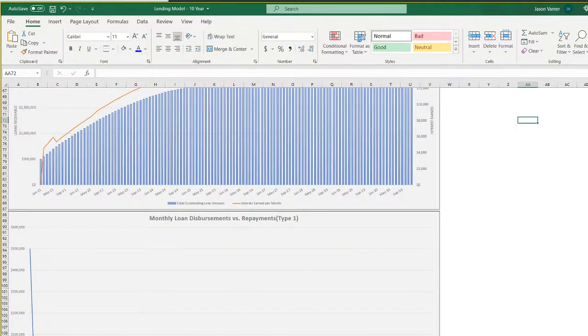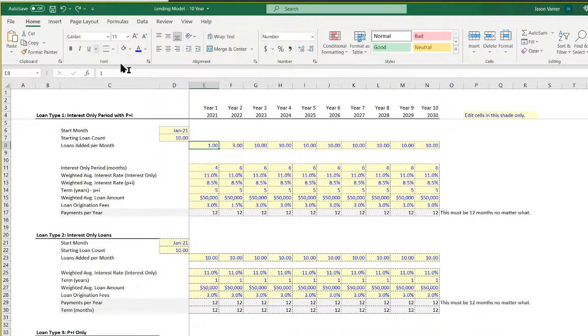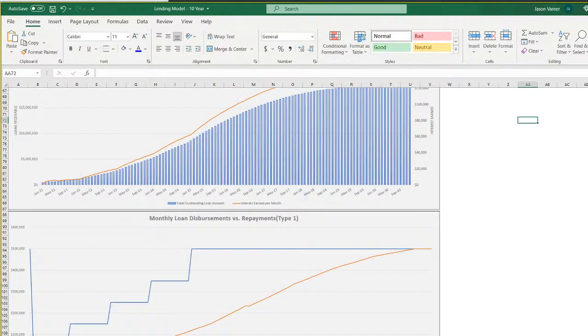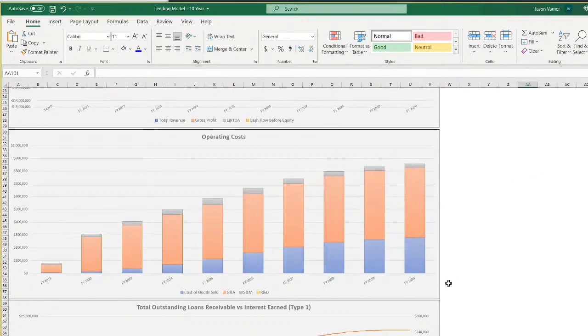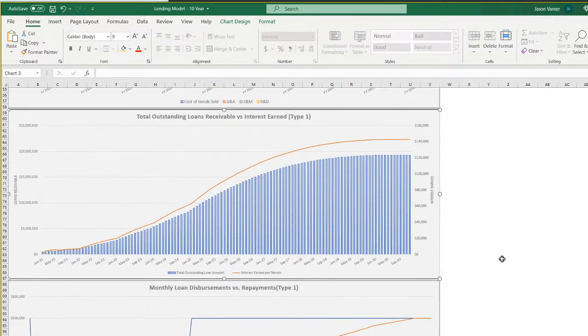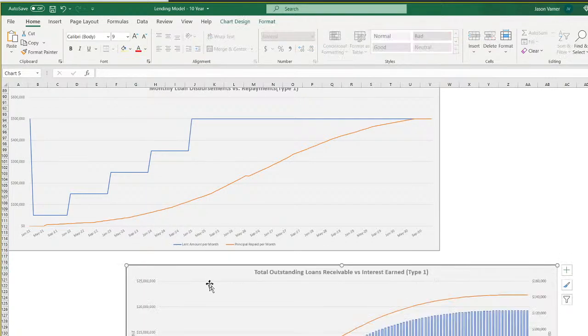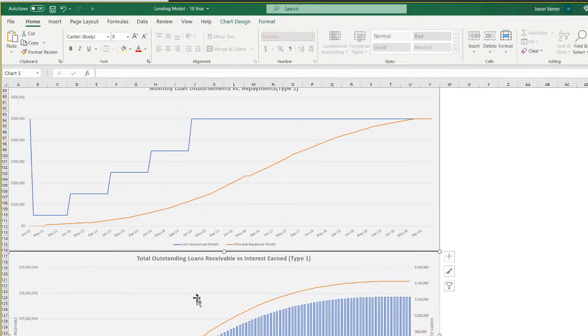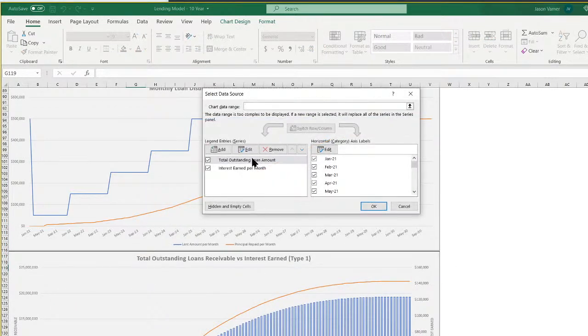I think this makes sense. I like this. Let me undo the assumptions back to how it was because that was a cool curve. Let's do 1, 3, 5, 7. So let's see what this looks like in a type 2 situation. Type 2 is now interest-only loans.